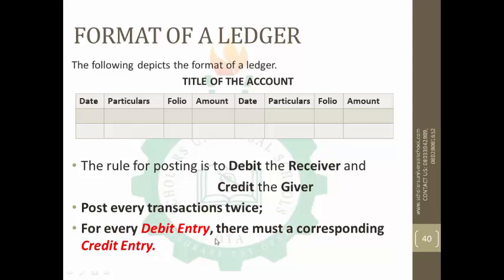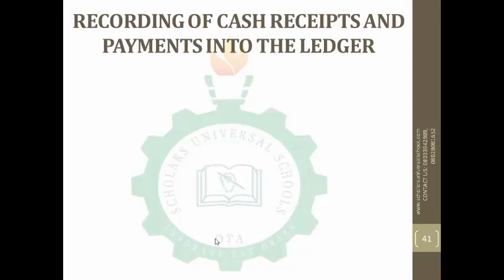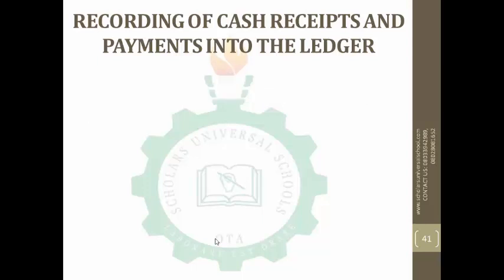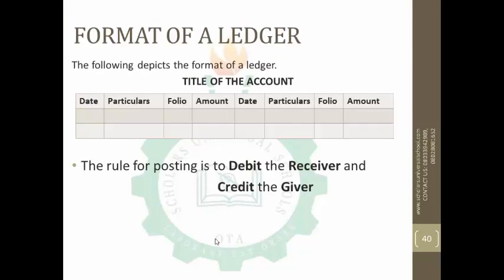All right. So, recording of cash receipt and payment into the ledger. If you're given a question and you are supposed to record the receipts or the payments, or record transactions in the ledger, I want to start with recording of cash receipt and payment. So let me take cash receipt first. Don't forget, in our rule here, the rule is debit the receiver and credit the giver. Please do not forget that for anything.